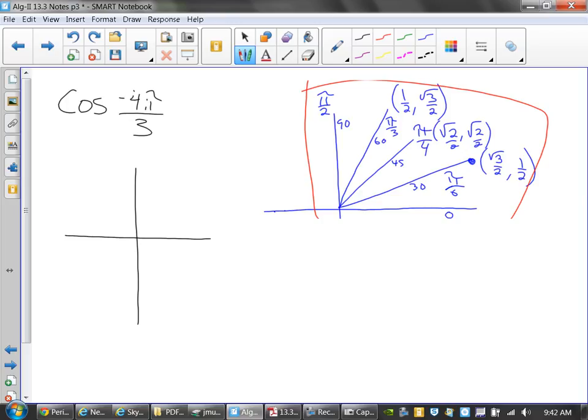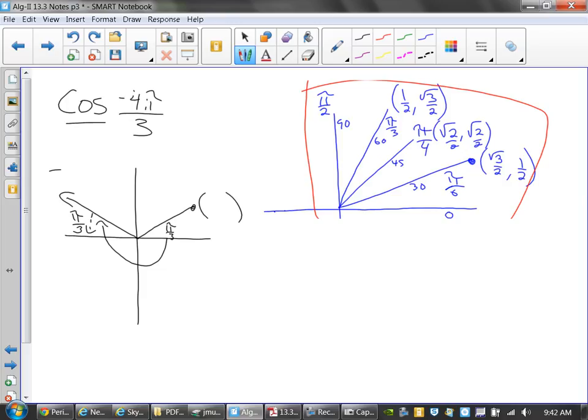Negative 4 pi over 3 is 1 1/3 pi. Everybody agree with that? So I'm coming over here, which means my reference angle is what? Pi over 3. Everybody okay with that? So my reference angle being pi over 3, that means that the cosine value over here is going to be negative. Now in the first quadrant, pi over 3 had an ordered pair.